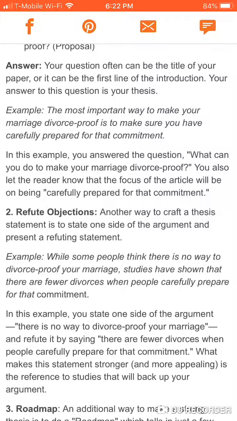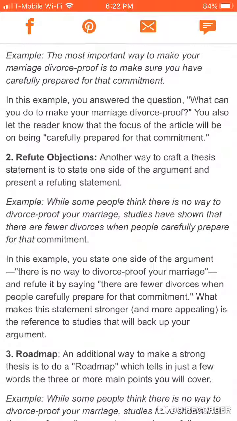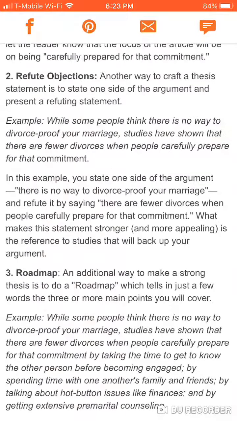3. Roadmap. An additional way to make a strong thesis is a roadmap, which tells in just a few words the three or more main points you will cover. Example: while some people think there is no way to divorce-proof your marriage, studies have shown that there are fewer divorces when people carefully prepare for that commitment, by taking the time to get to know the other person before becoming engaged, by spending time with one another's family and friends, by talking about controversial issues like finance, and by getting extensive premarital counseling.